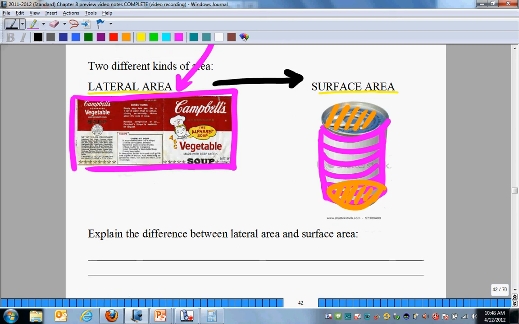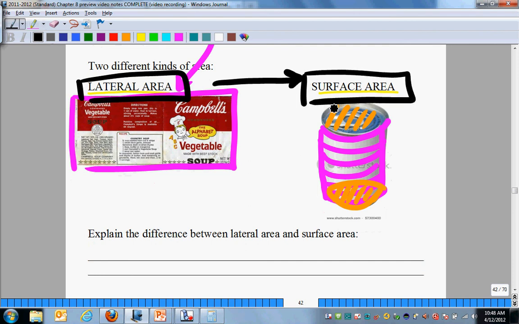I'd like you to pause the video right now and write your own sentence explaining the difference between lateral area and surface area. It's very important that you understand the difference between those two terms. Write a sentence in your own words describing that difference.